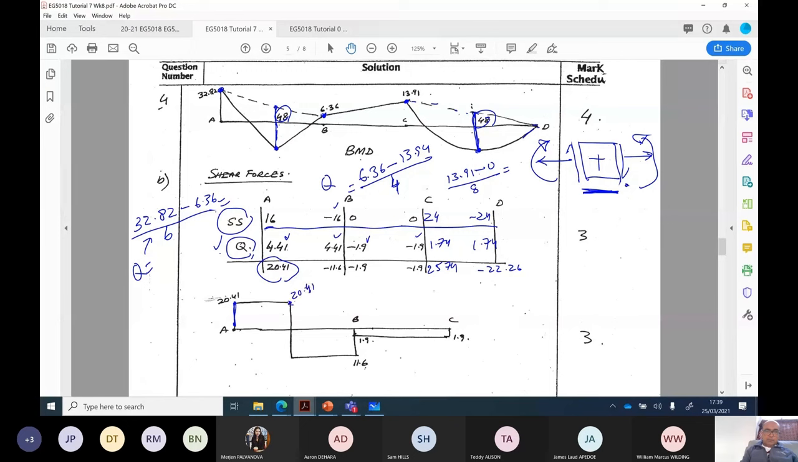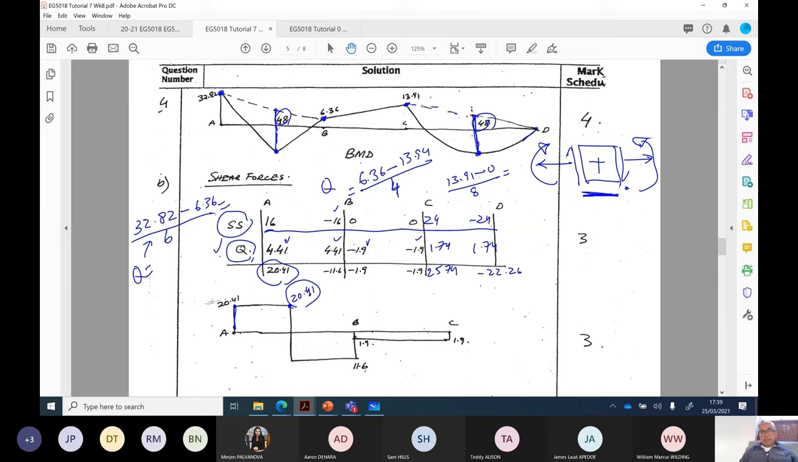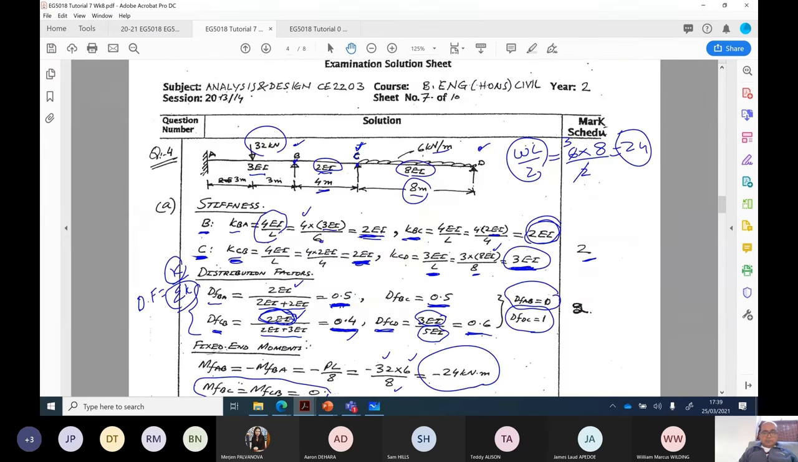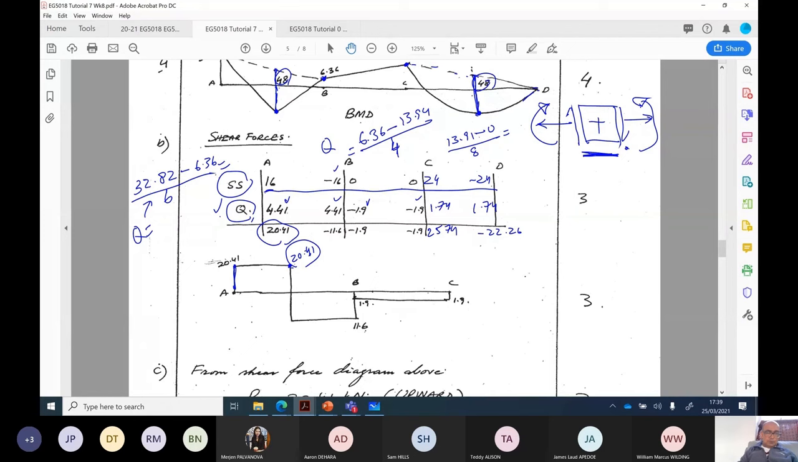At the point load, the shear force is going to drop suddenly. How will it drop? It will drop by the force which is applied there. Force applied is 32. 20.41 minus 32 will give me minus 11.6. And between this point and this point, it has to be the same because there is no load applied between the point load and B. The shear force diagram goes up to a value of minus 1.9, which is here. And between B and C, again, no load is being applied. So from 1.9, I will move up to 25.74.